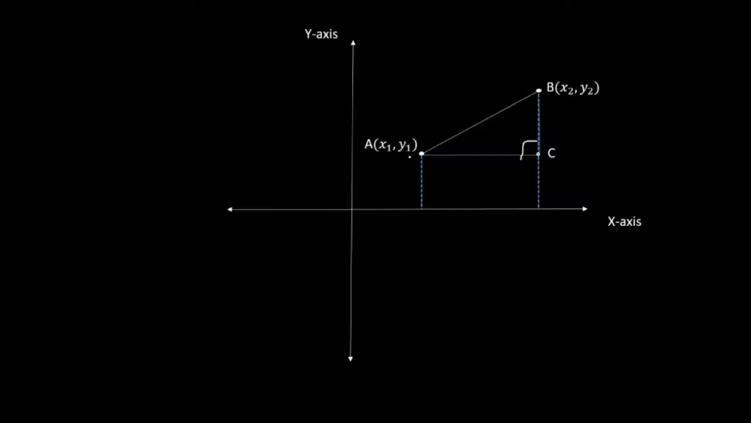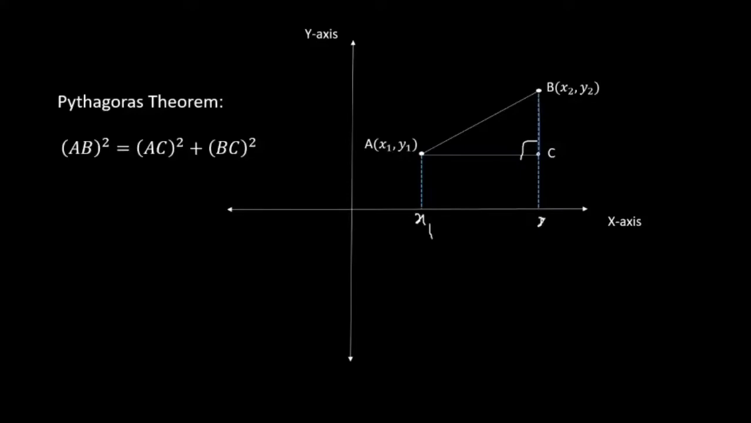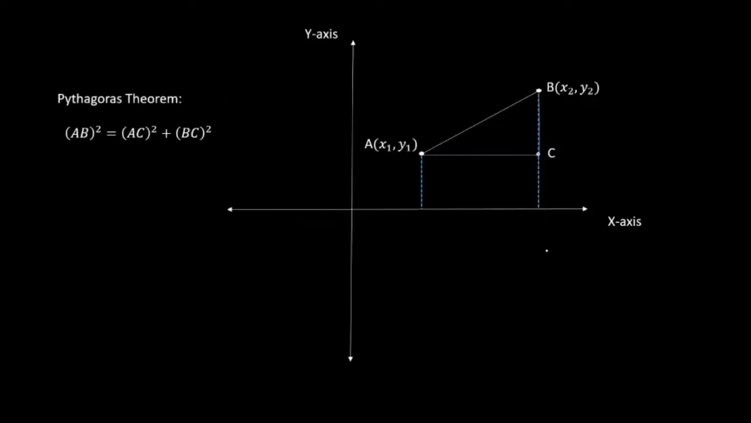Using the Pythagoras theorem, we get AB square equals AC square plus BC square. Now how to find AC? On the x-axis, we can clearly observe that this point is x1 and this point is x2. So the distance from A to C is nothing but AC equals x2 minus x1. Similarly, the distance from B to C is y2 minus y1. So here we know the distances AC and BC.